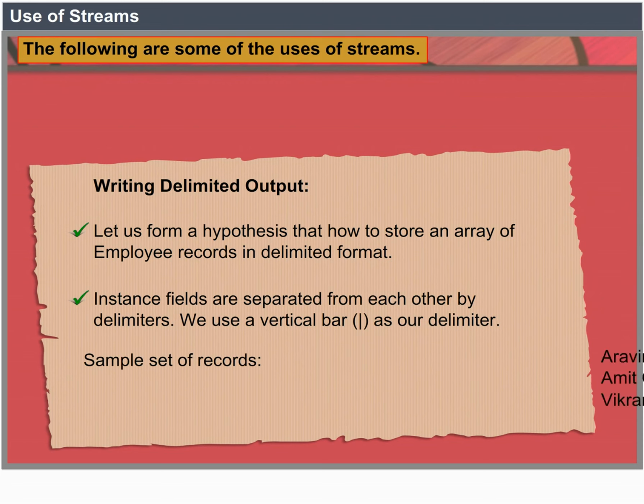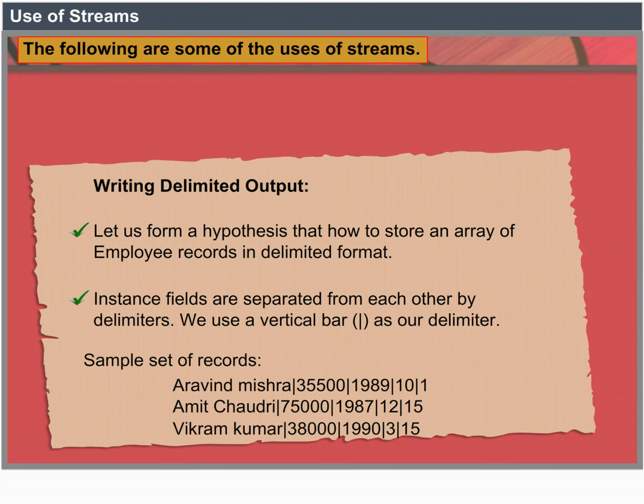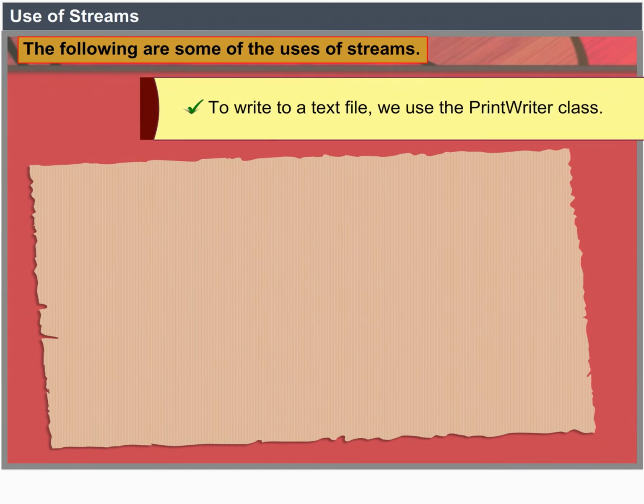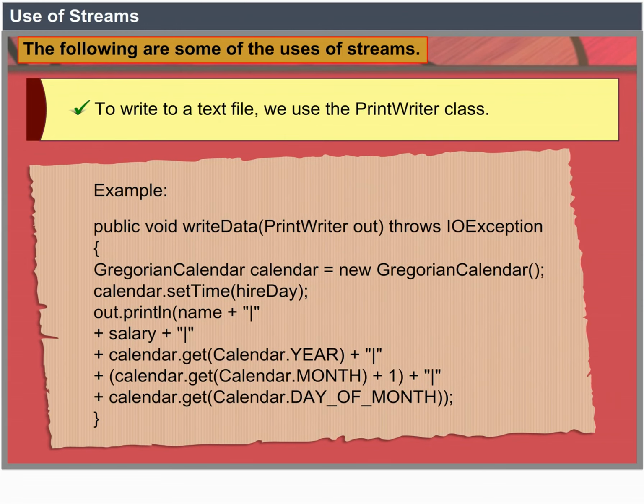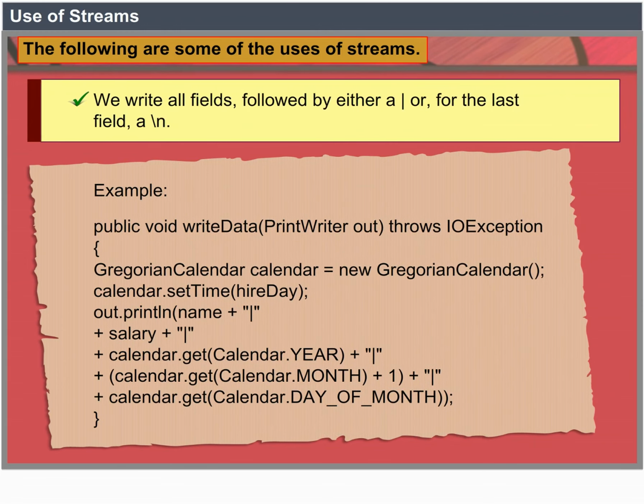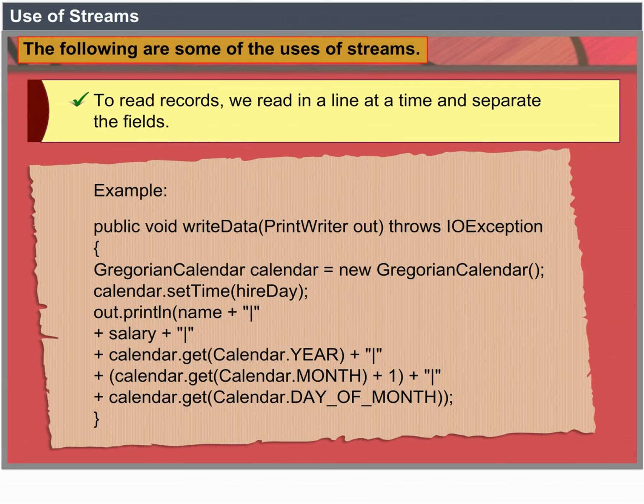Sample set of records. Aravind Mishra, 35,500, 1989, 10-1. Amit Chaudhary, 75,000, 1987, 12-15. Vikram Kumar, 38,000, 1993, 15. To write to a text file, we use the PrintWriter class. We write all fields followed by either a delimiter or, for the last field, a \n. To read records, we read in a line at a time and separate the fields.